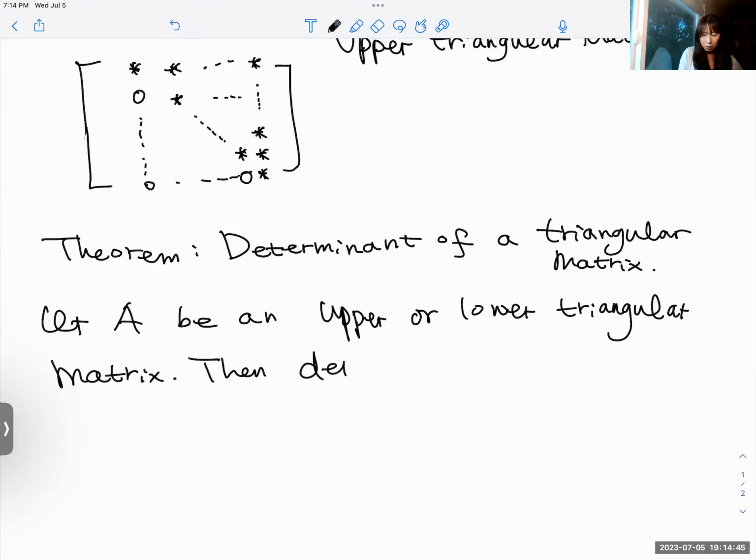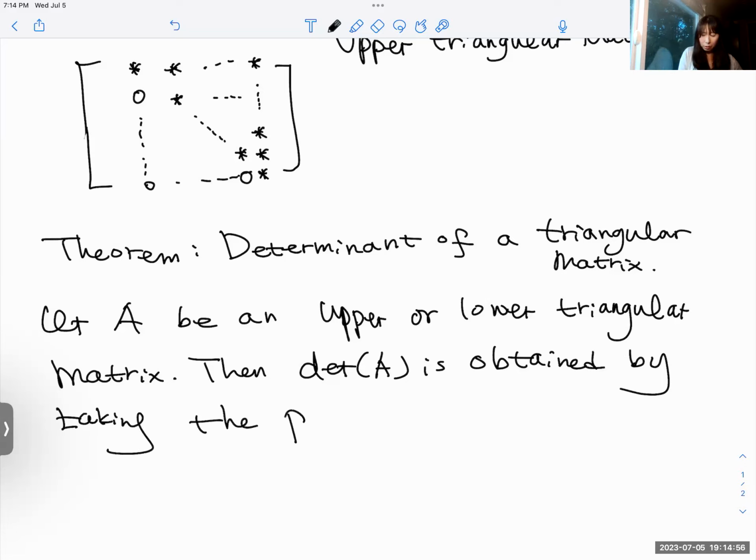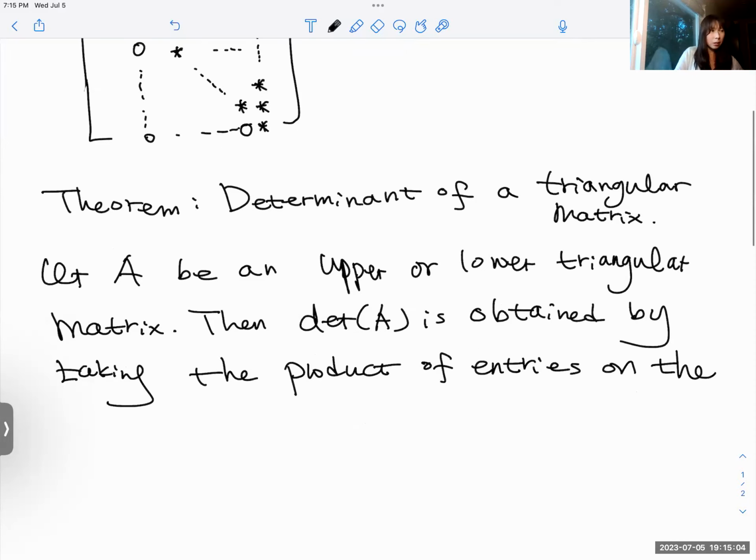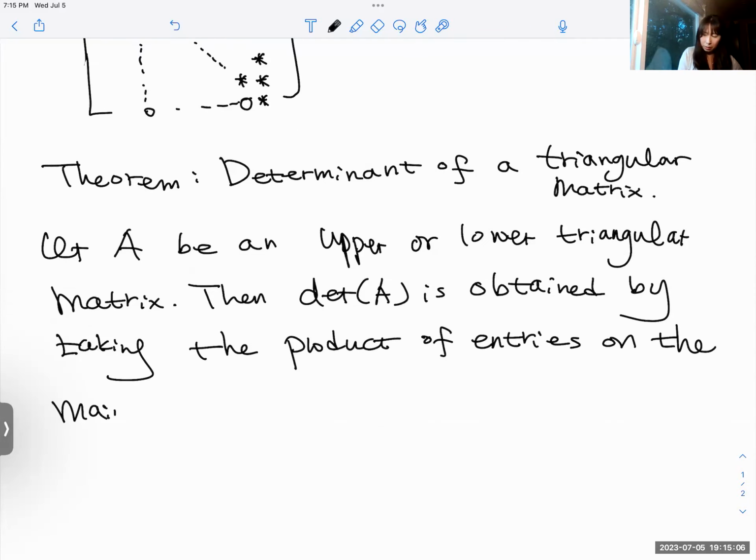Then the determinant of A is obtained by taking the product of entries on the main diagonal.